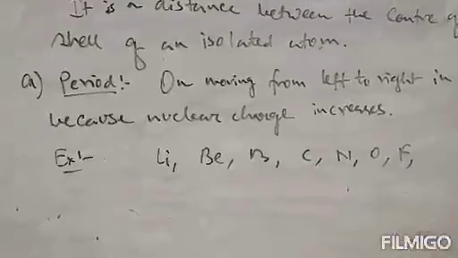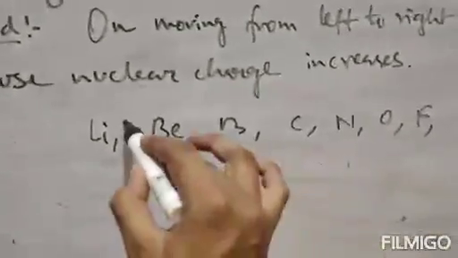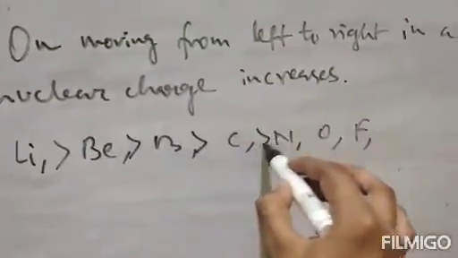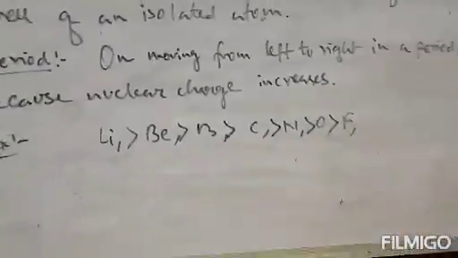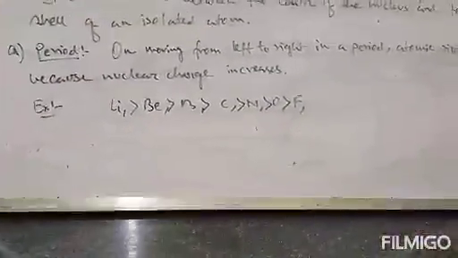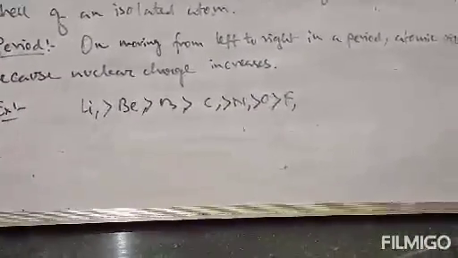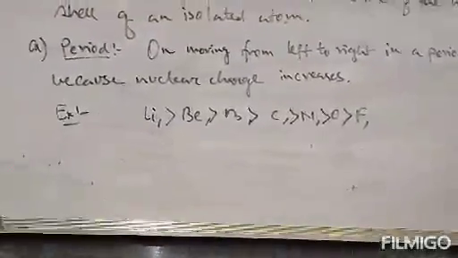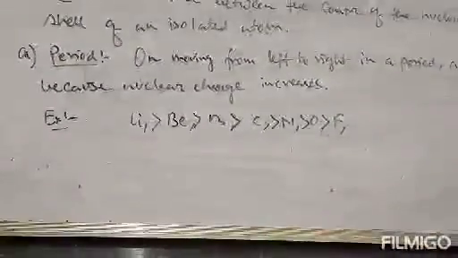These are the second period elements. So atomic size will decrease. That means the order will be like this. This is the order of atomic size: lithium greater than beryllium, greater than boron, greater than carbon, greater than nitrogen, greater than oxygen, greater than fluorine. So atomic size on moving from left to right will decrease.